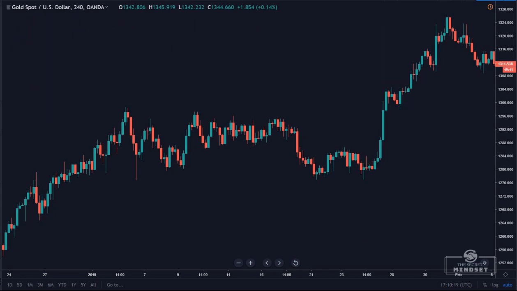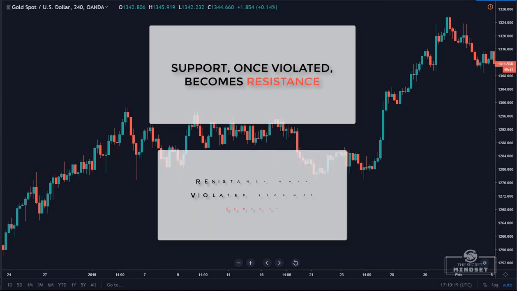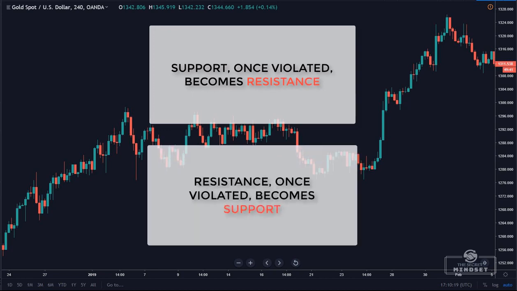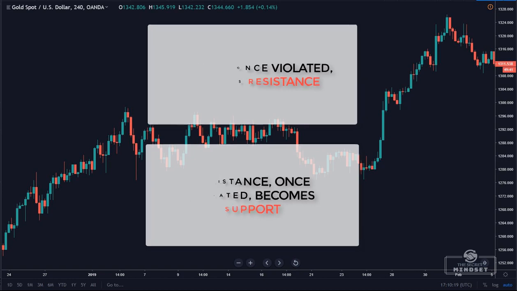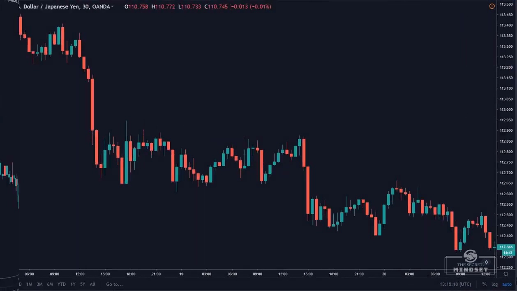As you probably know, one of the classic rules of support and resistance is that support, once violated, becomes resistance, and conversely, the resistance, once violated, becomes support. We can find many examples of this principle in real market action.